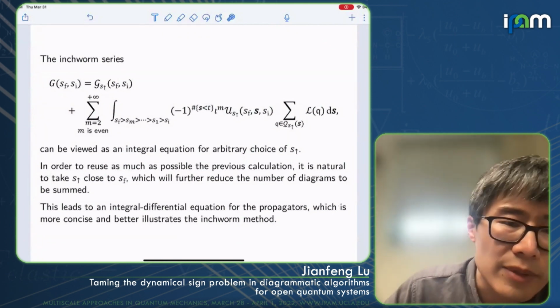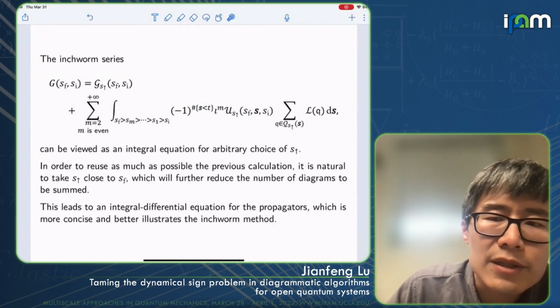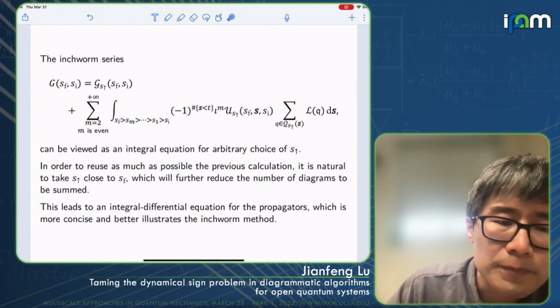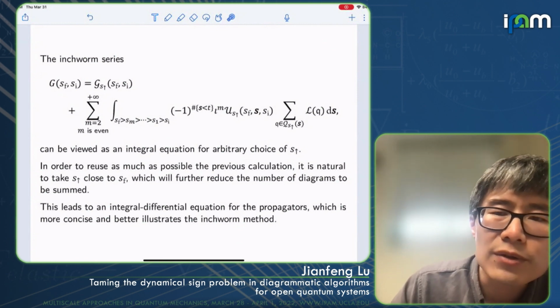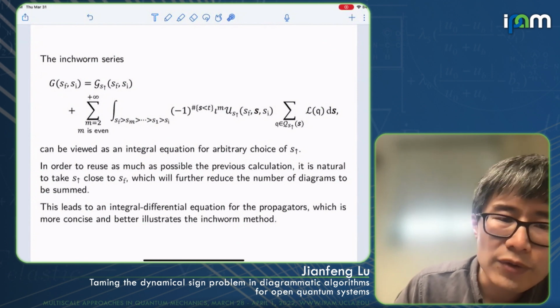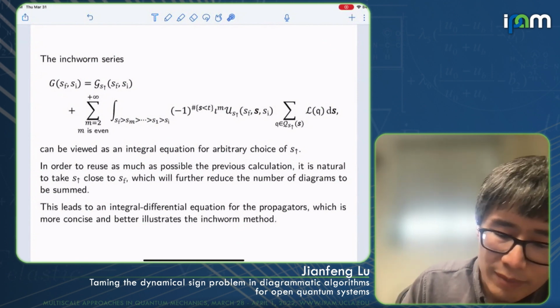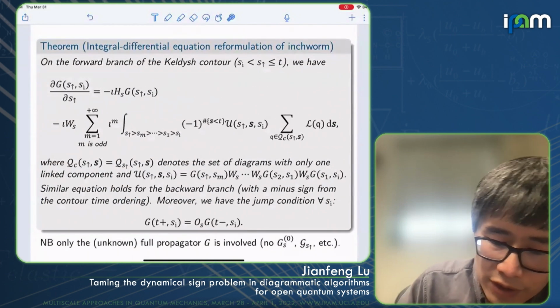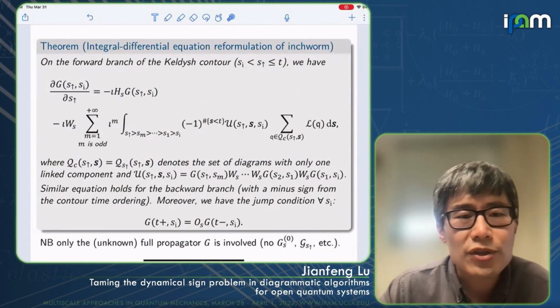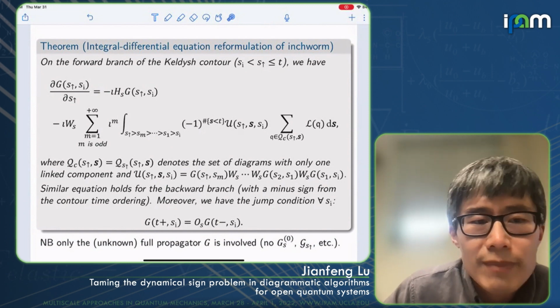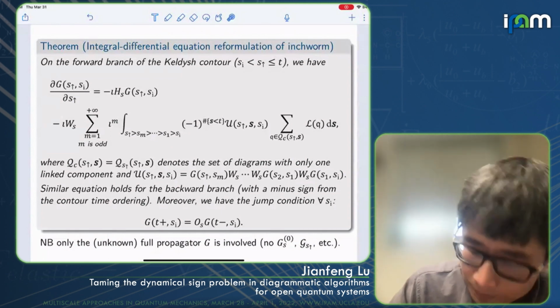Now, using mathematical terminology, from a more ODE point of view, one can think that what the inchworm is doing is essentially viewing the original diagrammatic equation as an integro-differential equation. So this is the integro-differential interpretation, or reformulation, of the inchworm method that was proposed by us.